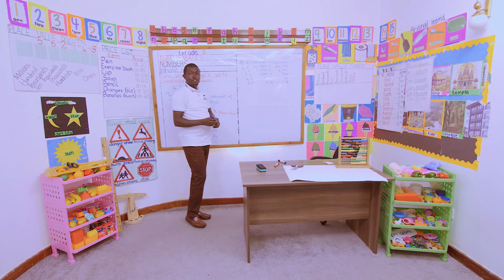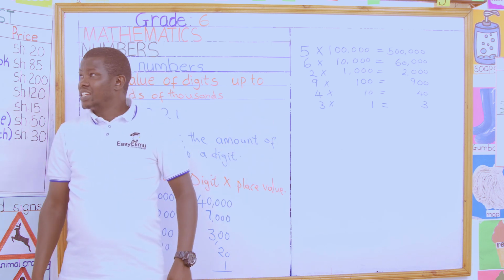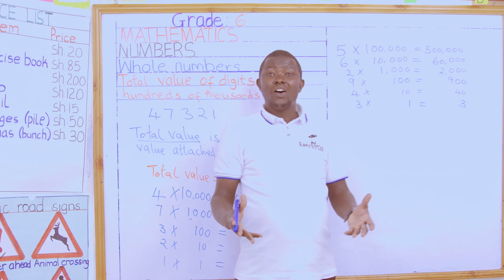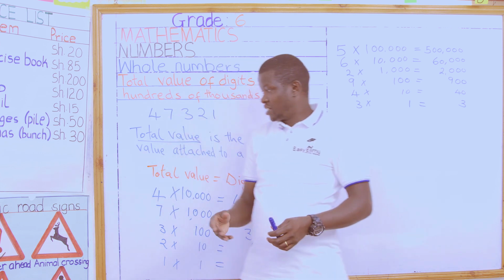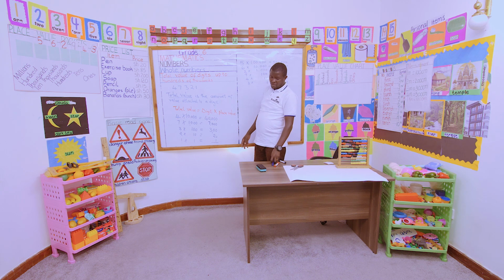And that is the total value of each digit in that number. And that is how we work out the total value. Remember, total value is the digit itself multiplied by its place value.